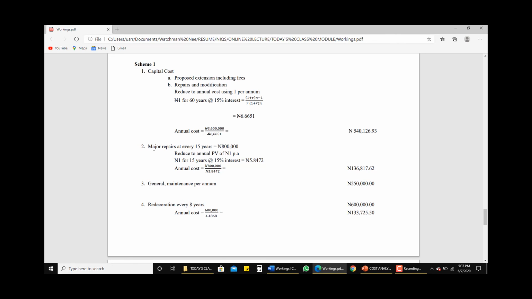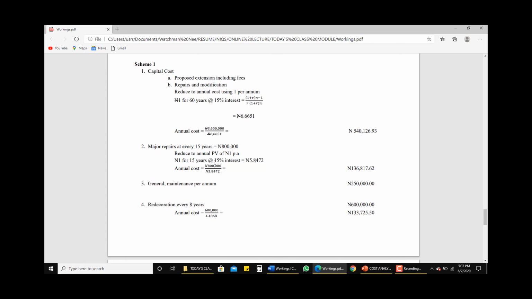For instance, we have this major repair at every 15 years, which is not an annual cost, it is a periodic cost. So we want to bring it to annual cost. We also use the formula for the present value of 1 naira per annum, so 1 naira for 15 years. This time around it is 15 years, not 60 years like we have here.